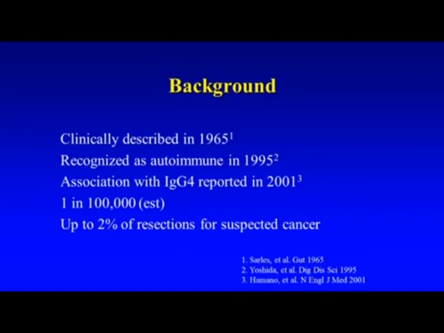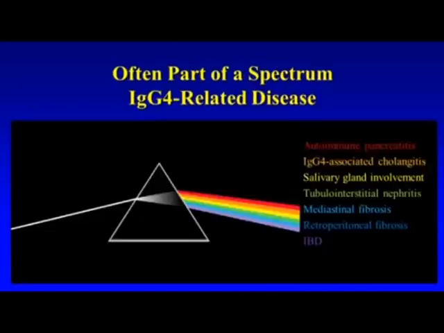This was first clinically described back in 1965, but wasn't recognized as an autoimmune disease until 1995, and the well-known association with IgG4 was only described in 2001. It's been estimated to have an incidence of up to 1 in 100,000 patients. I think this is probably an overestimate. In the literature, it's reported as a finding in 2% of surgical resections for suspected adenocarcinoma.